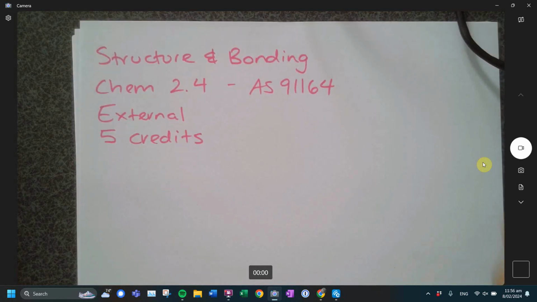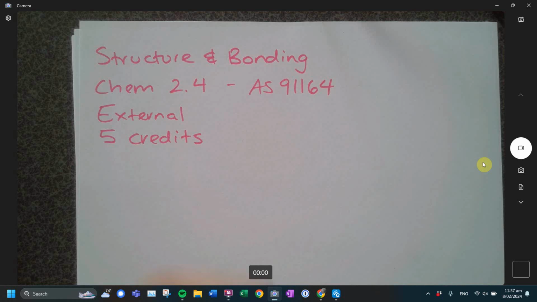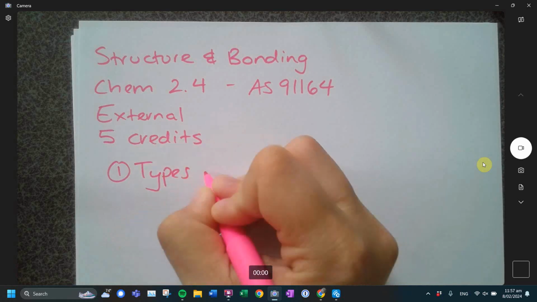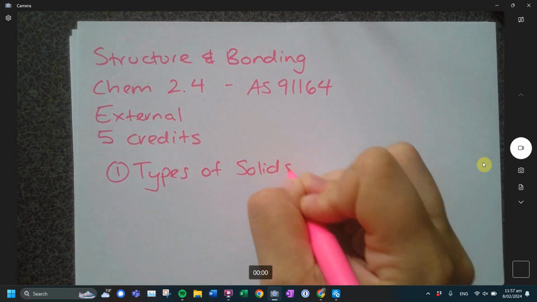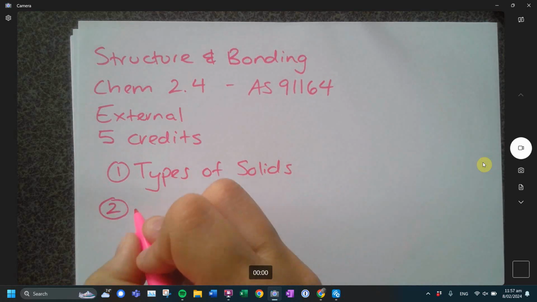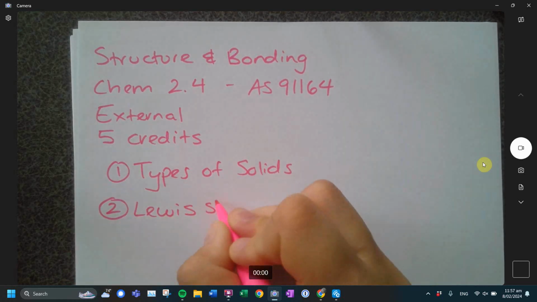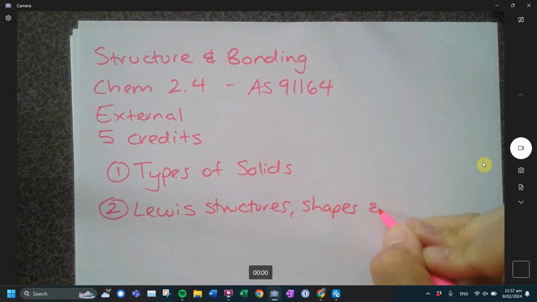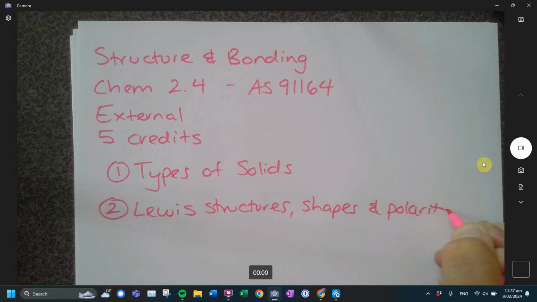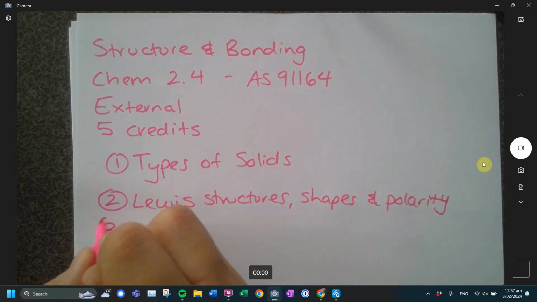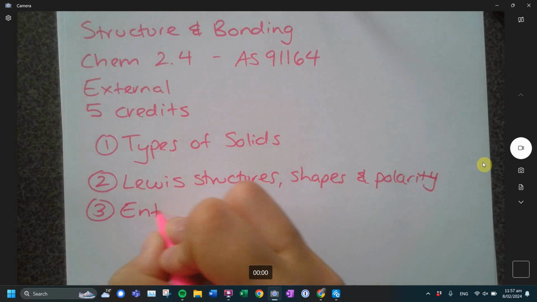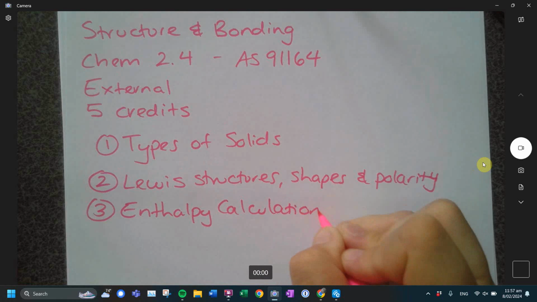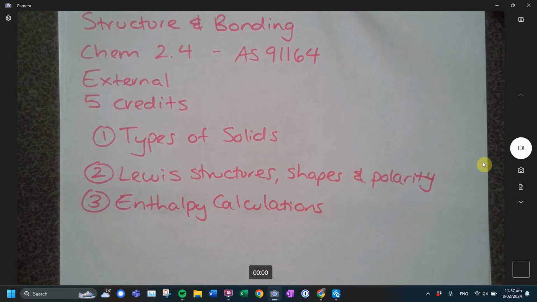There are going to be 3 main topics for this standard, or for the exam I should say. The first one is going to be on types of solids. The second question is going to be on Lewis structures, shapes, and polarity. And then the third question you're going to get is on enthalpy calculations. So those are going to be the 3 questions you're going to get.